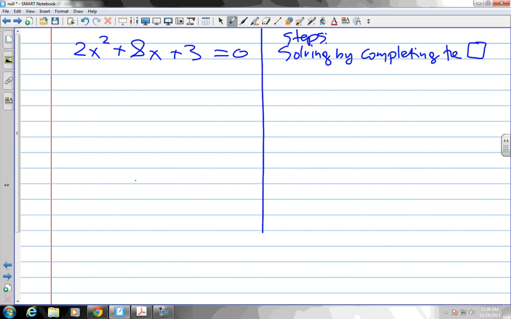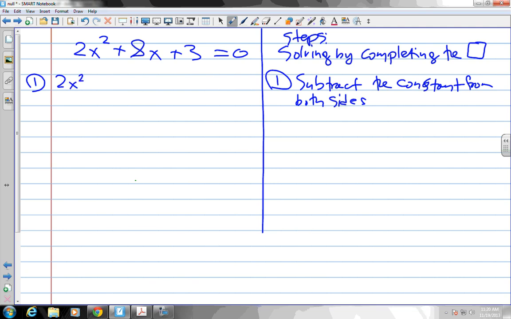So what's the first thing you want to do? Yeah, so move the constant to the other side, right? That's what you guys said? Yeah, I thought so. Get rid of the 3. So subtract the constant from both sides. So that's our first step: 2x squared plus 8x equals negative 3. So only x is on the left.